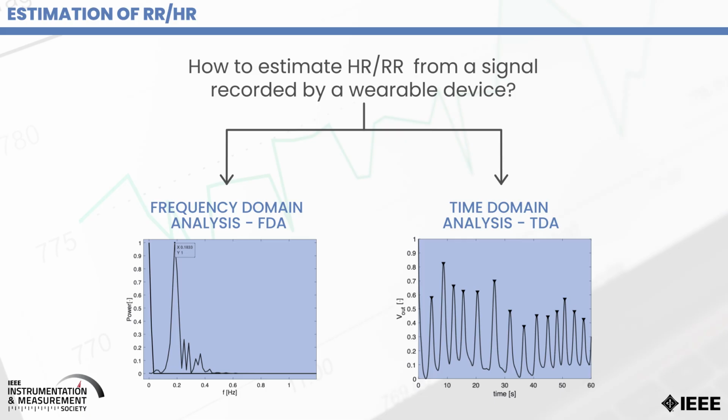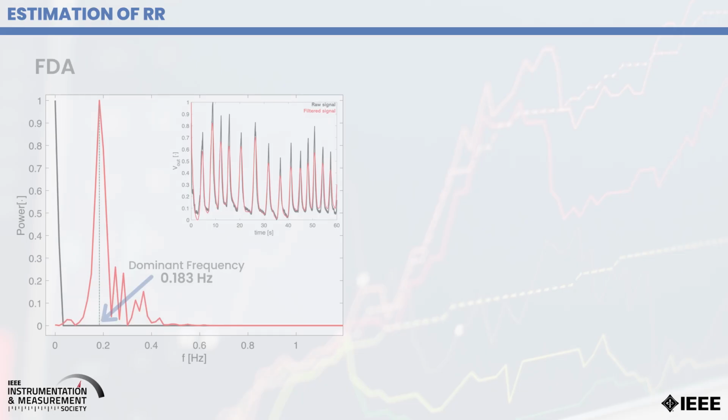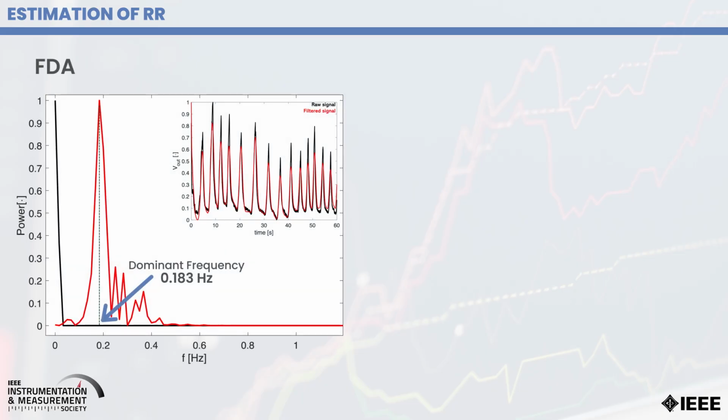Let's start with the frequency domain analysis. Here you can see an example in black of a raw signal recorded during breathing, and I will give you some tips about how to analyze this signal to estimate the respiratory rate. But let me say that this process can be generalized to estimate the heart rate or other parameters of interest.